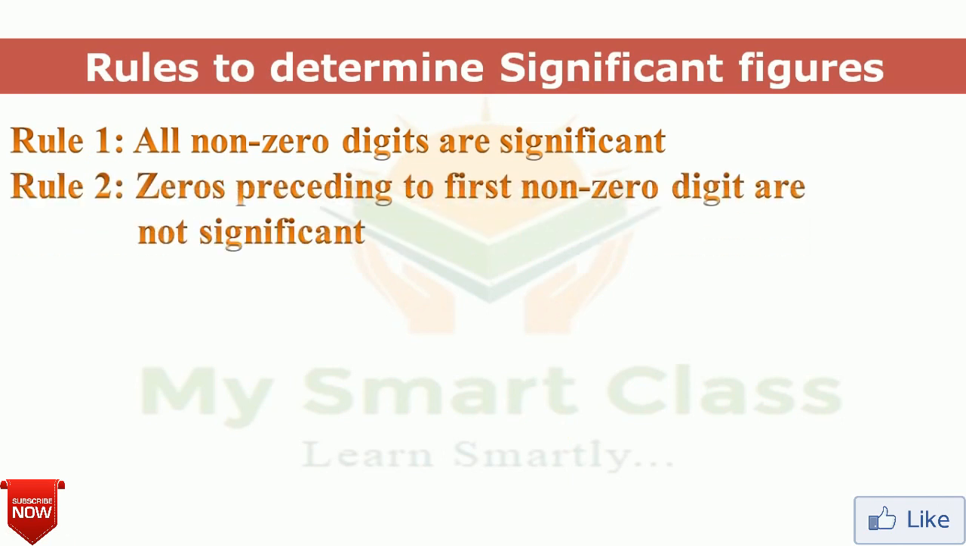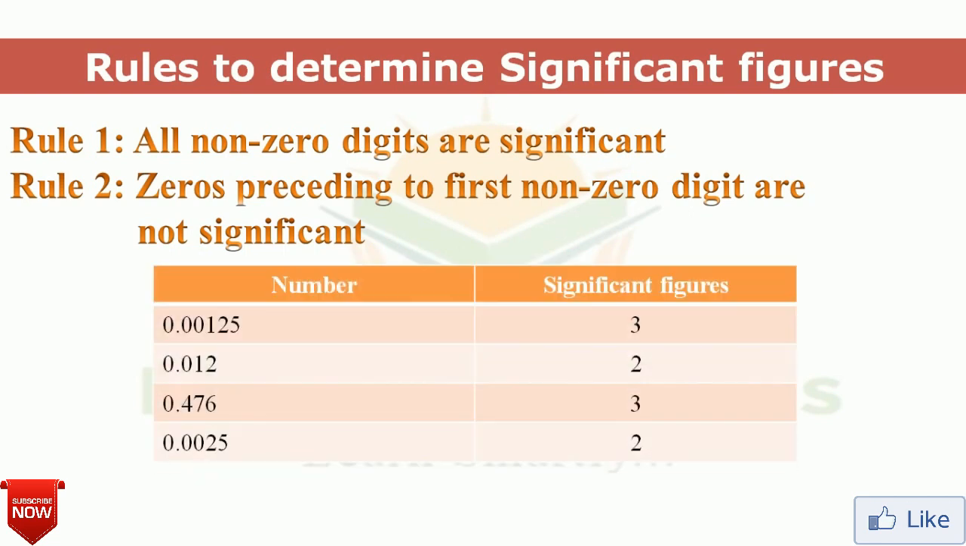Rule number 2: zeros preceding the first non-zero digit are not significant. That means these numbers are non-zero, but these preceding zeros are not considered significant figures because they are preceding zeros. So in this case these three digits are significant figures. Over here this 1 and 2, that means two digits are significant figures. In this case 4, 7 and 6, that means three digits are significant figures. In this case two numbers are the significant figures.